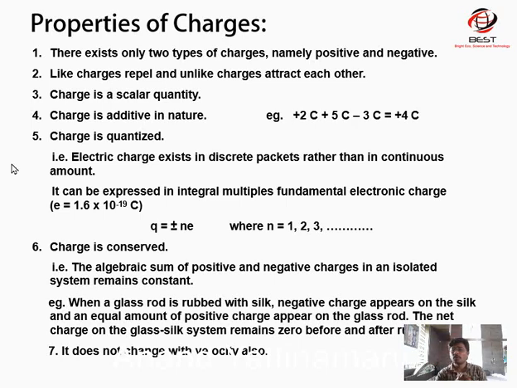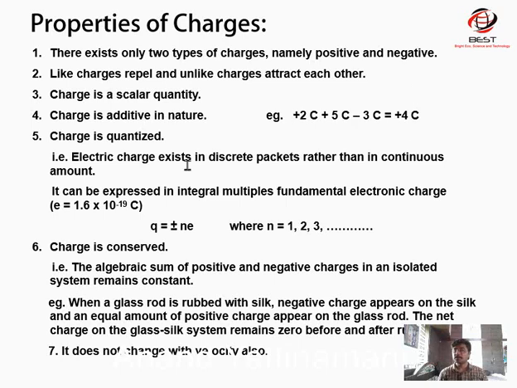Then what are the properties of charges? Coming to that, there exist two types of charges, namely positive and negative charge. Whenever we take like charges, that is positive and positive, they will repel each other. Negative and negative charges also repel each other. When I take a positive charge and a negative charge, they will attract each other. That means like charges repel each other, whereas unlike charges attract each other.